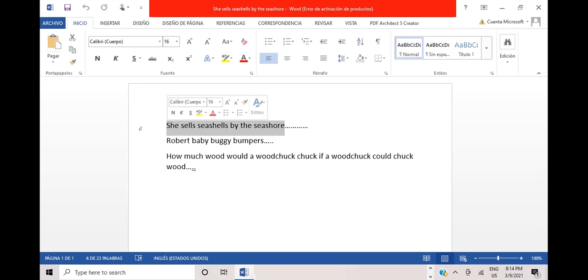Rubber baby buggy bumpers. Rubber baby buggy bumpers. What sound are we practicing there? What's the sound? B. Which B? Labial or labial dental? Labial. Remember, what do we understand by labial? When you're using only your lips. Labial. Rubber baby buggy bumpers.